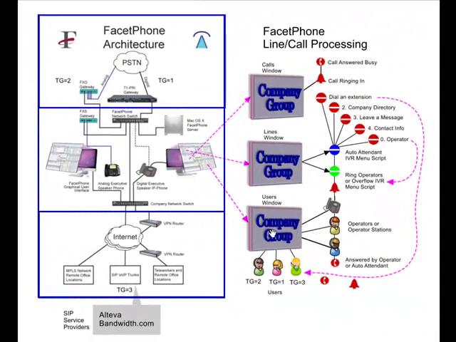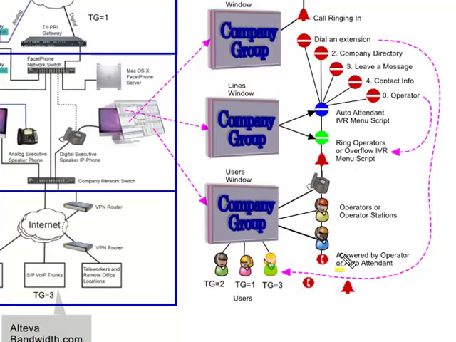This diagram will show a system-wide overview of lines coming into the FacetPhone system and how lines are managed for incoming and outgoing calls. In FacetPhone, inbound calls on the line are managed by assigning the line to a group. The group will have an auto attendant, operators, or operator stations enabled to process incoming calls. Outgoing calls are managed by assigning a line to a trunk group.